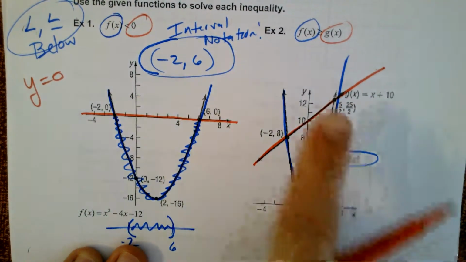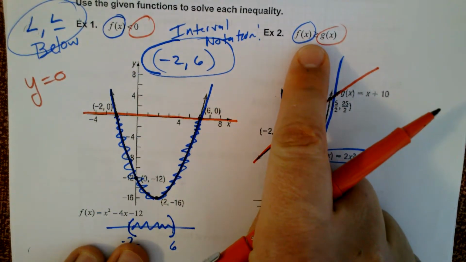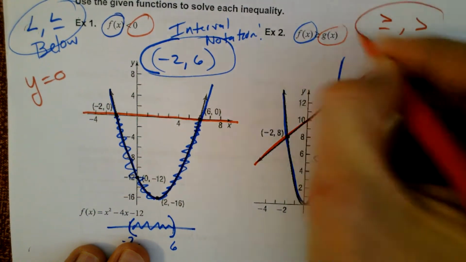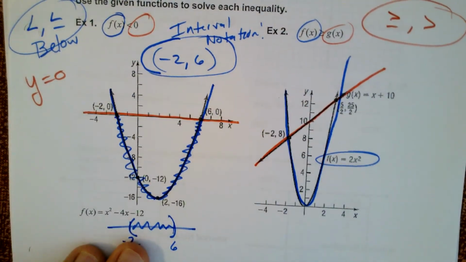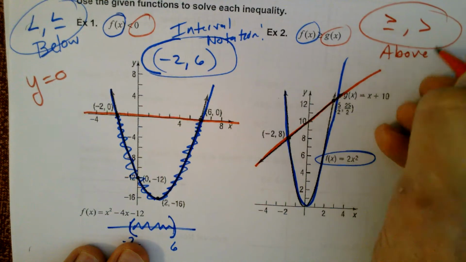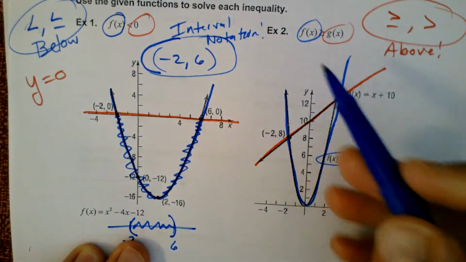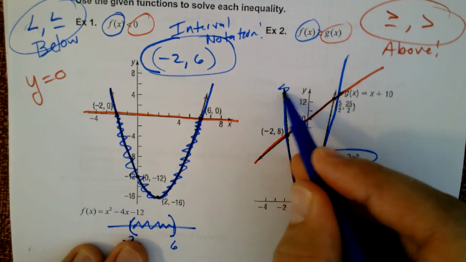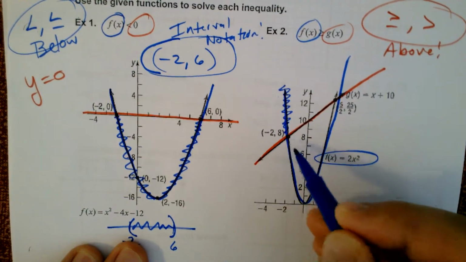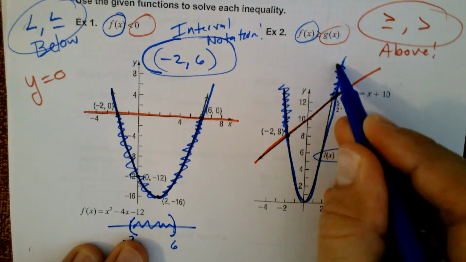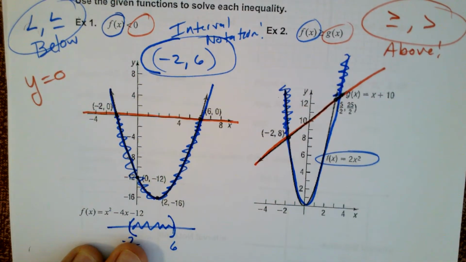In this one, they're asking us where it's greater than or equal to. Greater than or equal to, or greater than, is just the opposite of below, and the opposite of below is above. Easy peasy lemon squeezy. So look at the quadratic. Where is the blue one above the red one? Above, above, on, below, below, on, above, above, above. So all the squiggles there.